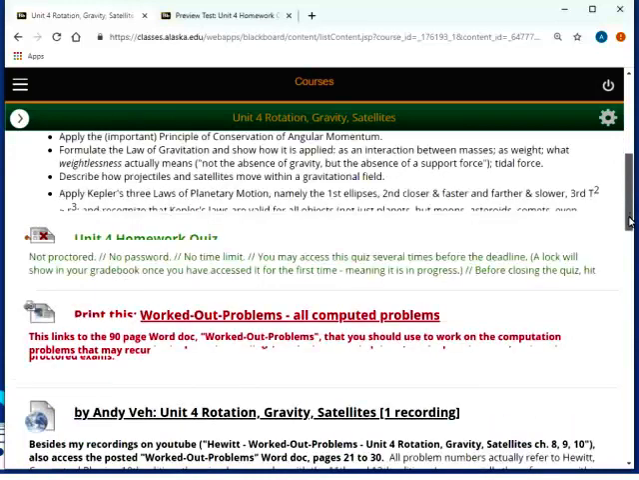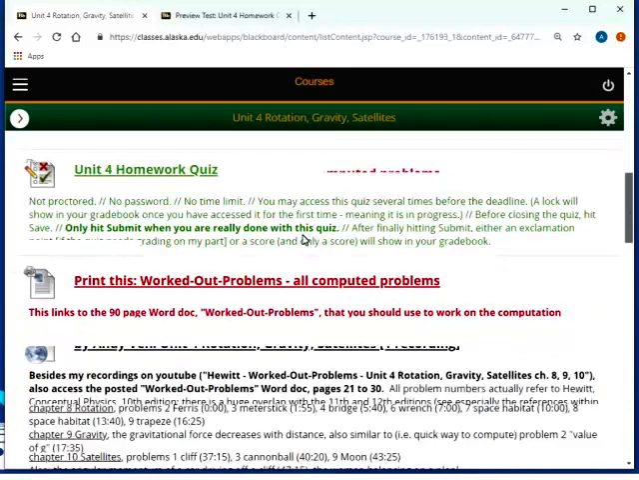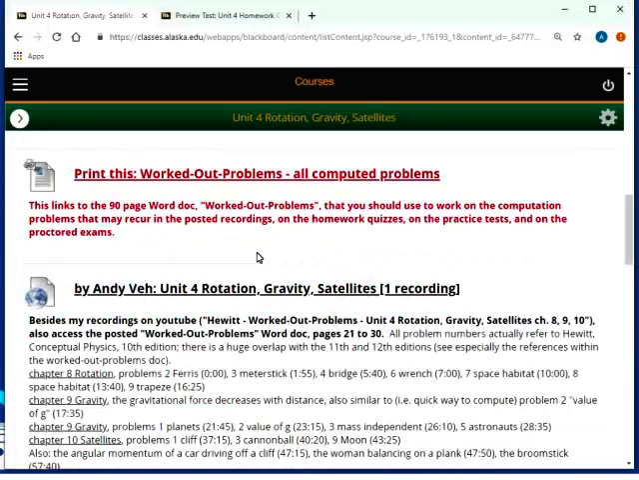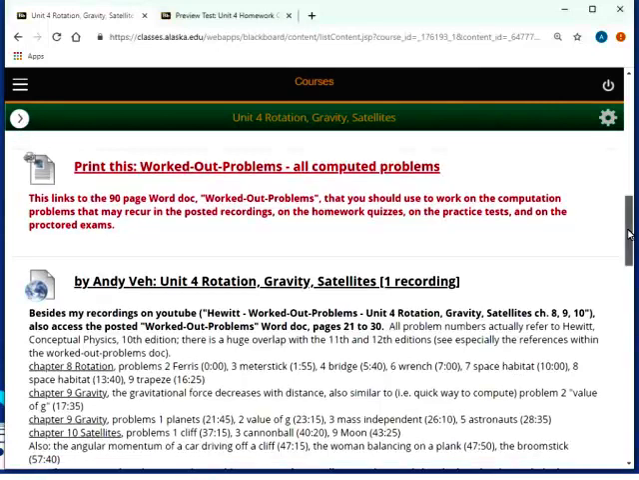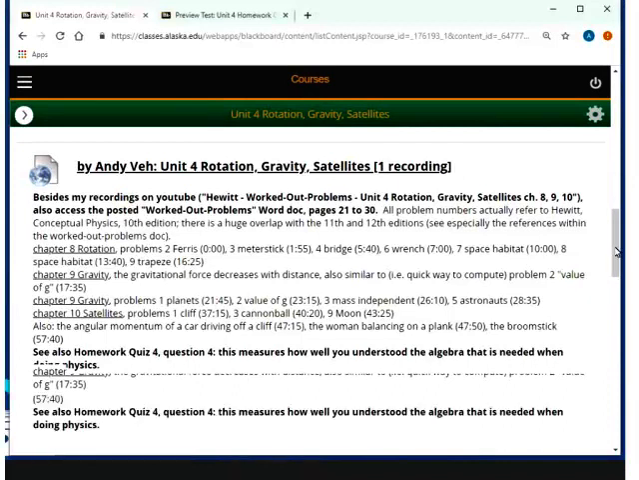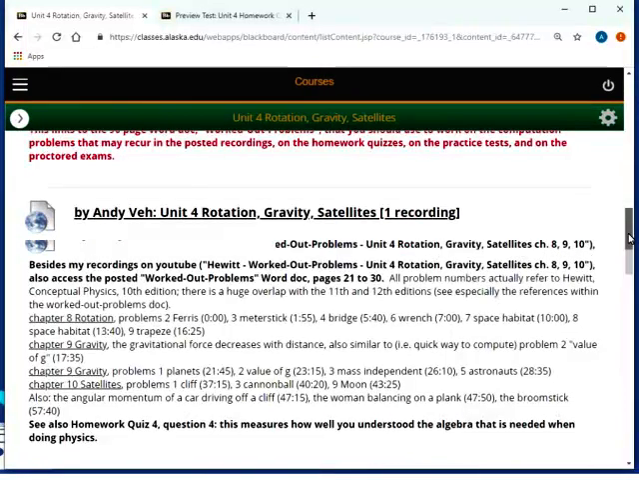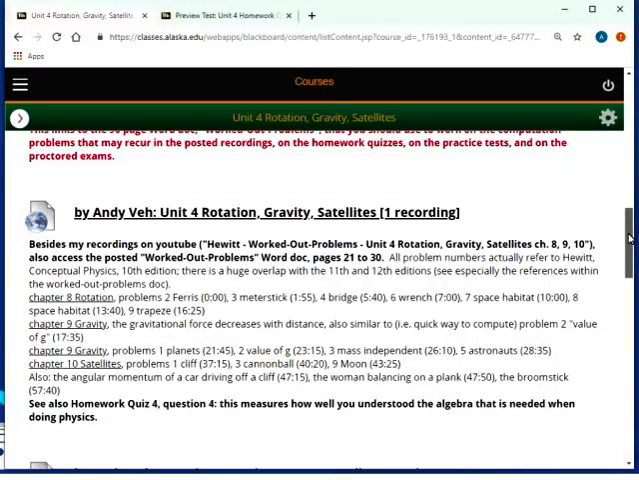Here's the homework quiz, which I'm going to get to in approximately half a minute. This here, of course, is the 90-page Word document, which I called a WAPA, Worked Out Problems in Physics, that you should have, as many of the computation problems, I take that back, all of the computation problems are in it. Then these are my videos that are posted on YouTube, and there's a good overlap with the printed one, and a lot of these are also on the computation problems on the practice test and the proctored exam. In this case, actually, it's a non-proctored exam.